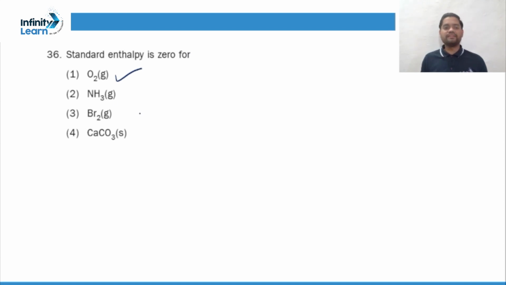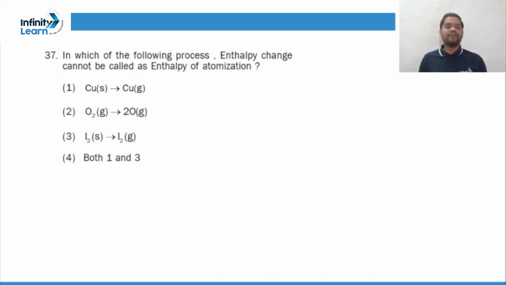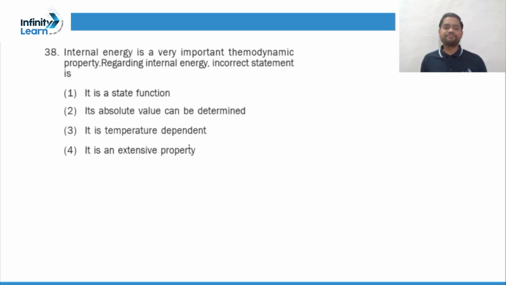So option number 36, option number 1 is right. 37. In which of the following processes can the enthalpy change not be called enthalpy of atomization? For any metal converting from solid to gaseous, enthalpy of sublimation is equal to enthalpy of atomization. So you can call it that, but that's not the right option, because we are looking for what cannot. Oxygen splitting into monoatomic is enthalpy of atomization, not the right answer. Solid to gas is sublimation. So the right answer is option number 3. 37, option number 3 is the right answer.